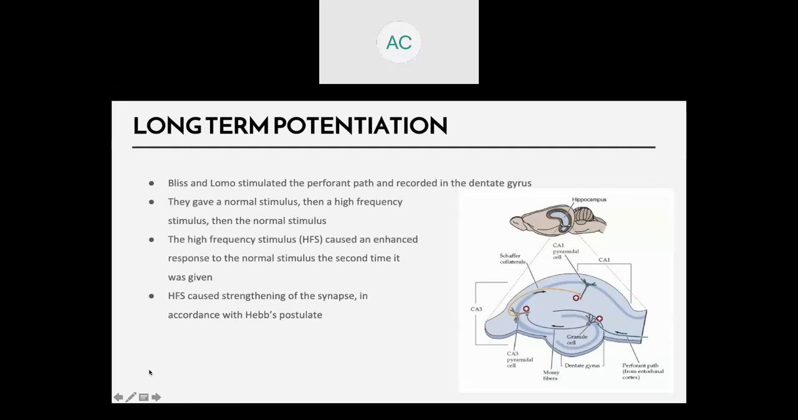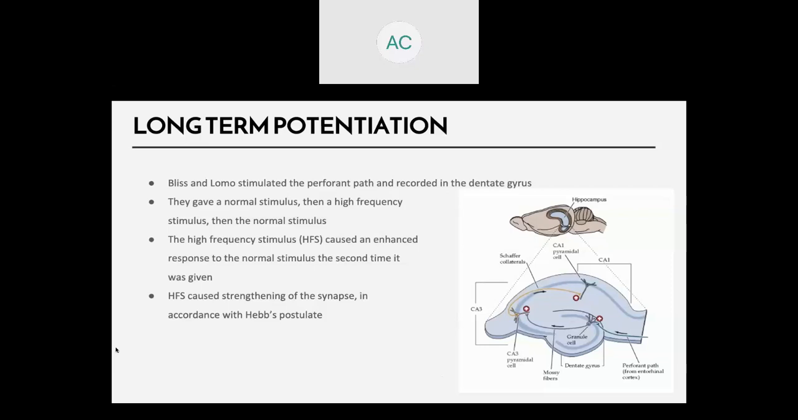So Bliss and Lomo famously studied LTP, and they also kind of accidentally discovered LTP, which is kind of interesting. They stimulated the perforant path and recorded in the dentate gyrus, and this is in the rat hippocampi. So what you see in the picture right here is called the trisynaptic circuit. So they stimulated, I don't think you can see my mouse, but they stimulated the perforant path and recorded in the dentate gyrus. So first they gave a normal stimulus that wasn't high frequency or low frequency, and they recorded the response. And then they gave a high frequency stimulus or a tetanus, and then they went back to recording the response from the normal stimulus.